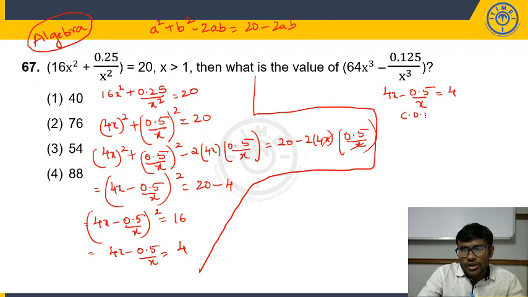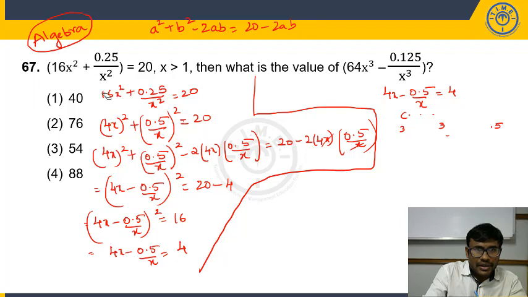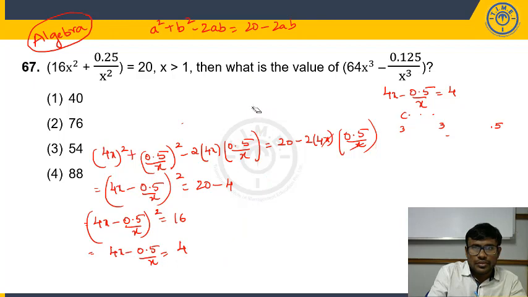Now, so I have 4x minus 0.5 by x is equal to 4. Cubing on both sides. So it is a minus b whole cube, that is a cube minus b cube minus 3ab, so 3ab means 3 into 4x into 0.5 by x. Okay, it's not visible here. So what I do is, I'm erasing the top part. I'm erasing this part. So this part also erased.